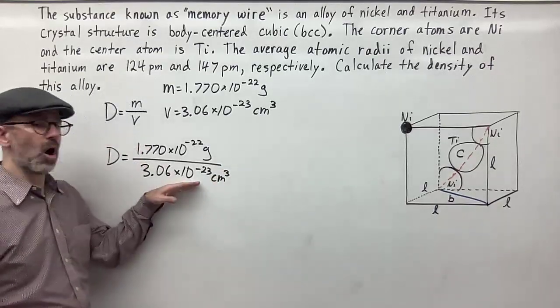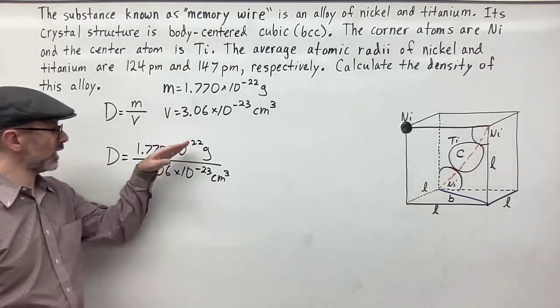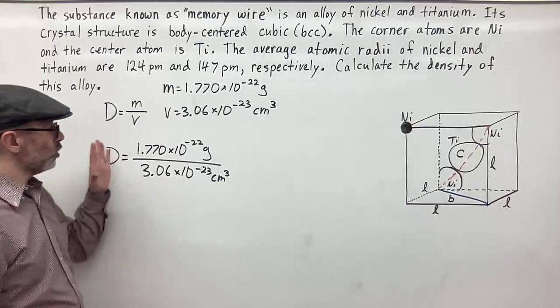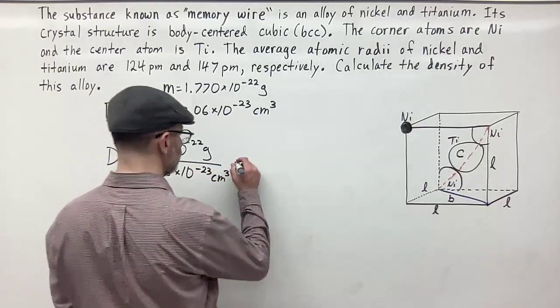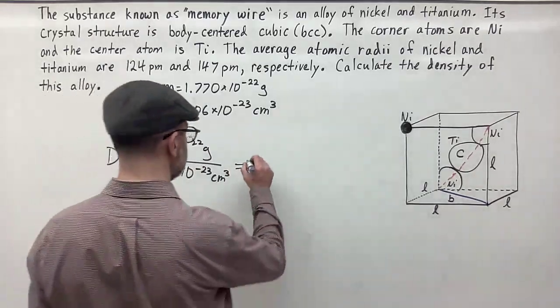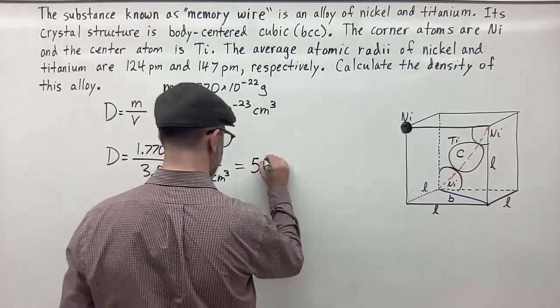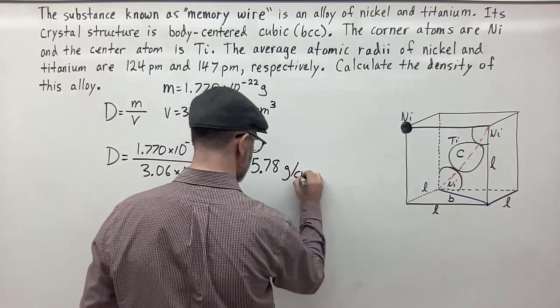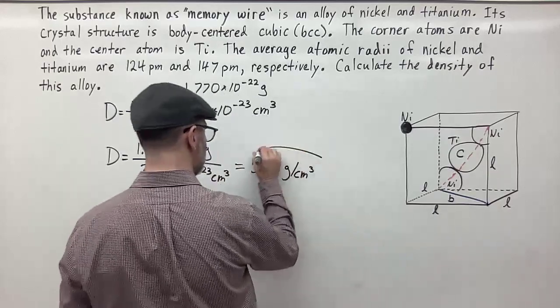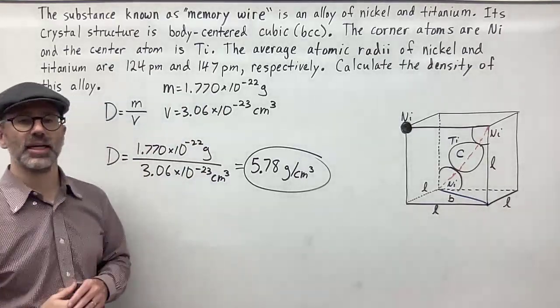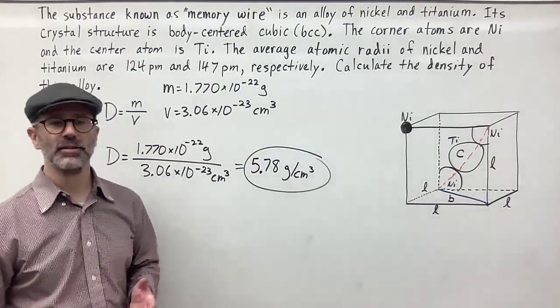So we have a smaller number divided into a larger number. So this means the density is going to be larger than 1. If we calculate this out, we get 5.78 grams per centimeter cubed. And that, ladies and gentlemen, is the density of this memory wire.